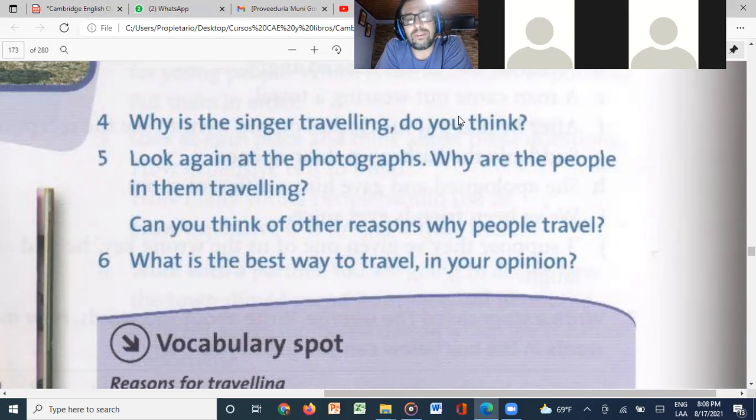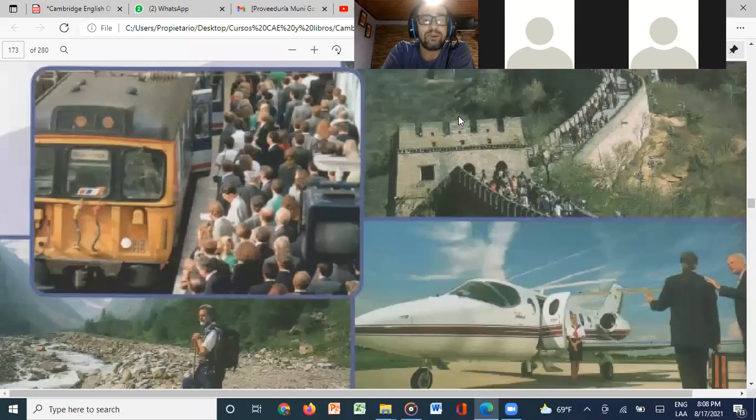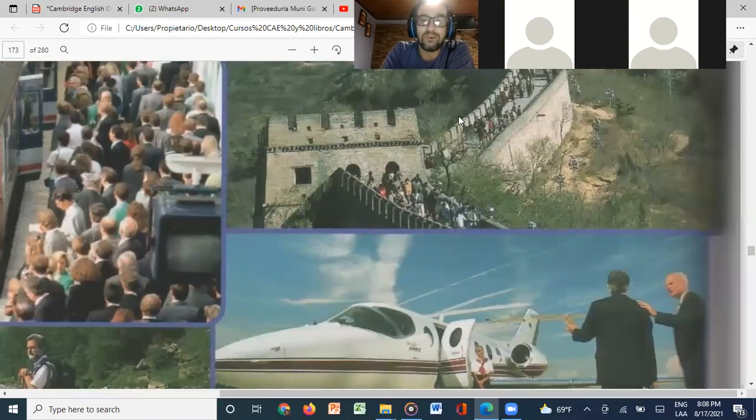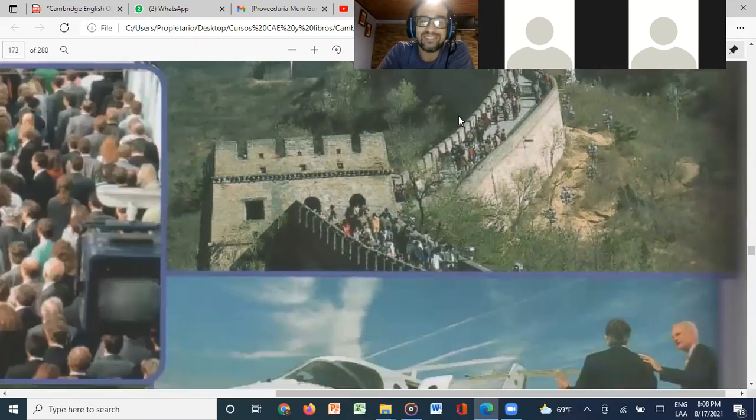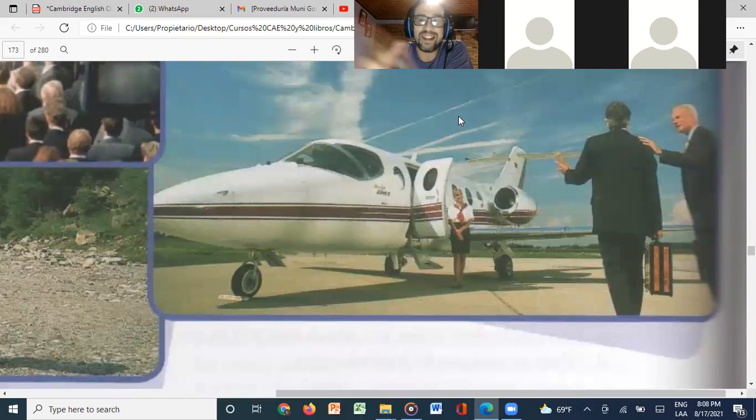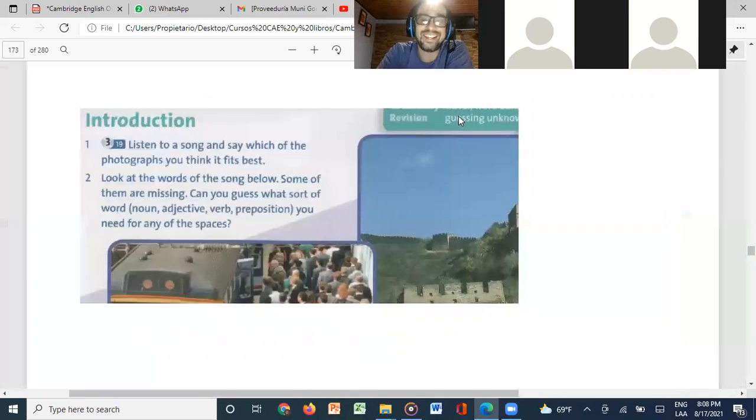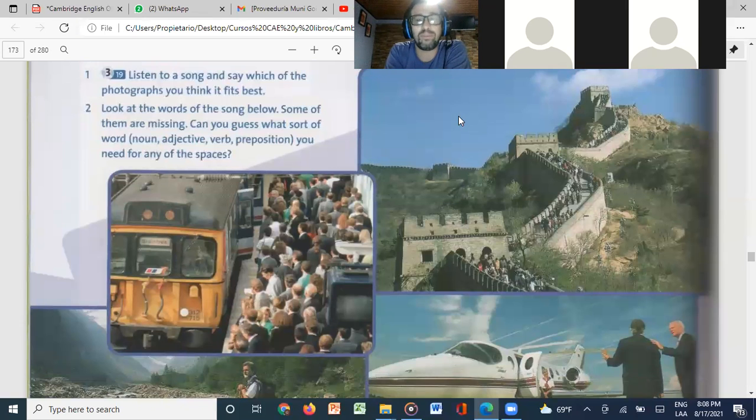And Marielos, number 5 says, look again at the photographs. Why are the people in them traveling? Can you tell me why these people in the first picture are traveling? Why are these people at the Great Wall of China traveling? And why are these businessmen traveling? Why do you think these people are traveling? Oh, the first one, I think they're going to work, maybe business, shopping, or something like this.